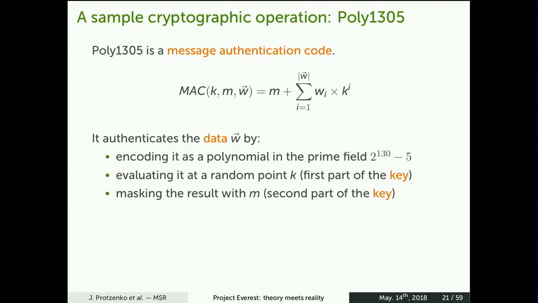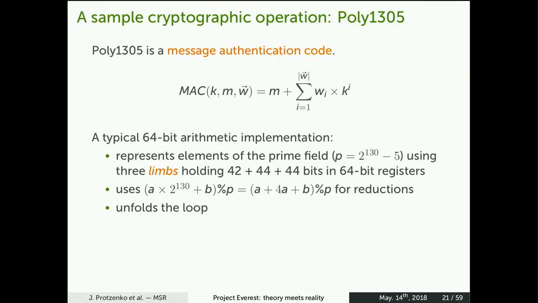Poly1305 is a message authentication code. It takes a key and some data, and it computes a MAC for it. The guarantee is that the adversary has negligible probability to forge a MAC for a given piece of data. You don't need to look very closely at this, but the essence is the MAC is formulated as a lot of math operations in a finite field, specifically the prime field 2^130 minus 5, and you have to evaluate a polynomial in it. That's the only part that matters. You have to do a bunch of math. That's all I want to say with this slide.